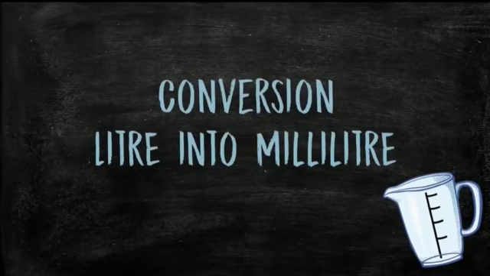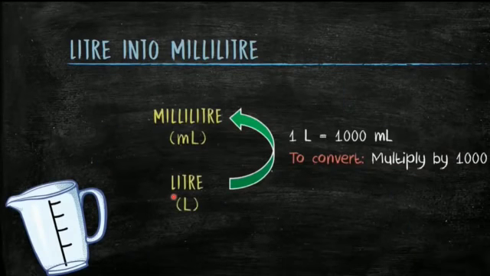Now let's see the conversion of units liter into milliliter. Whenever we are converting liter into milliliter, we are using this formula, that is 1 liter is equal to 1000 milliliter. We multiply by 1000 while converting liter into milliliter.